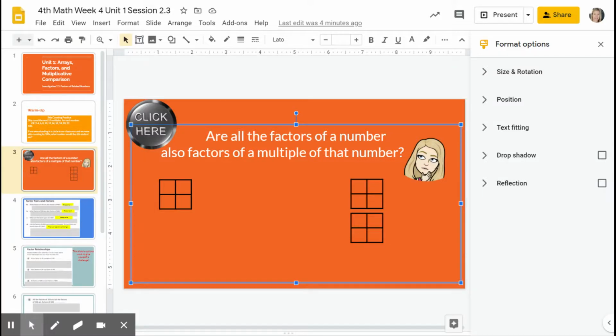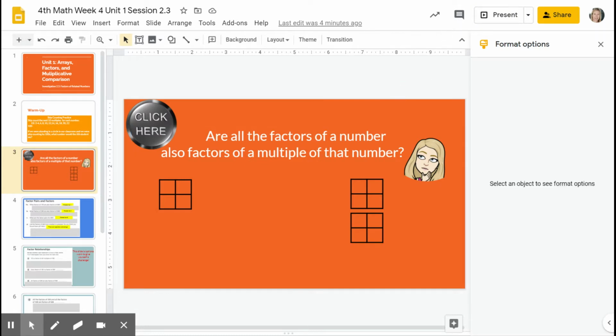Hello, class. Today we're looking at factors of related numbers. So we're going to have to think about some of our vocabulary in math that we've been studying. If you look at today's question, you'll notice there are some words in there that you know specifically from math. One of them is factors. Another one is multiple. So we're going to review a little bit what those two are.